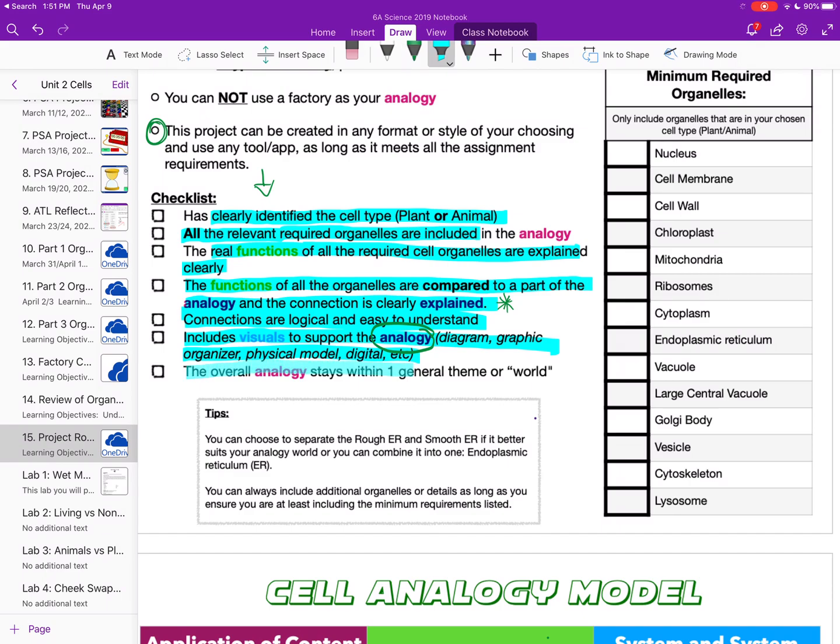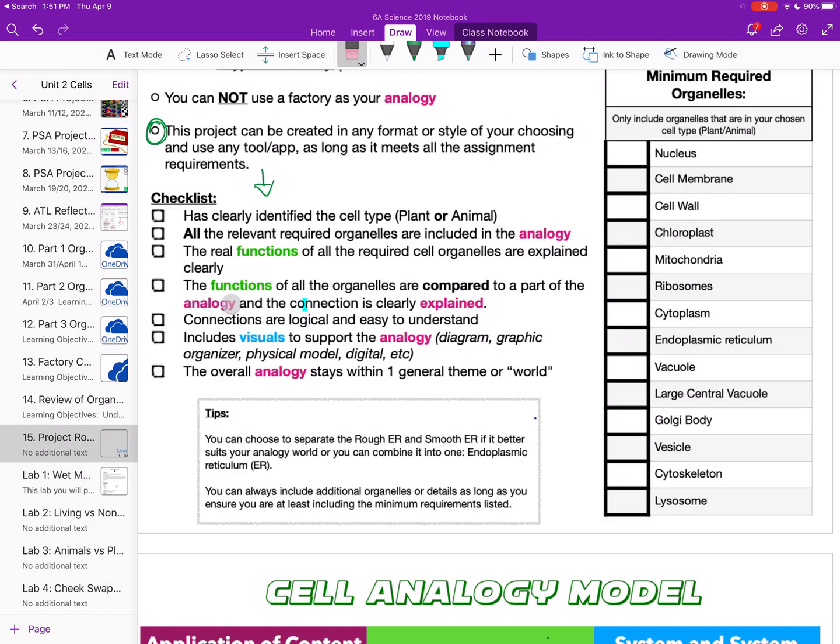The overall analogy stays within one general theme or world. So all of the structures that you make a comparison to, again, if I stick with the Harry Potter example, should all be part of the wizarding world. You wouldn't want to compare, for example, the nucleus to Dumbledore, and then the cell to something from Avengers. Completely different universes and worlds. So stick within one general theme.